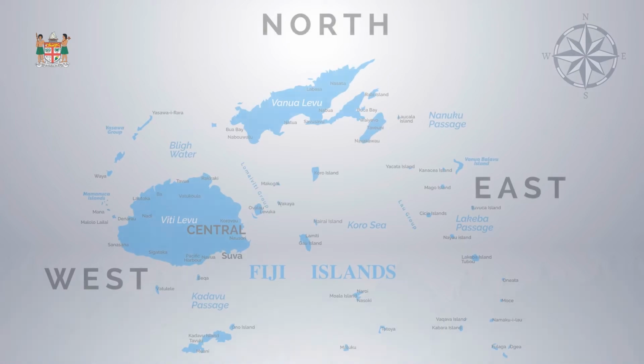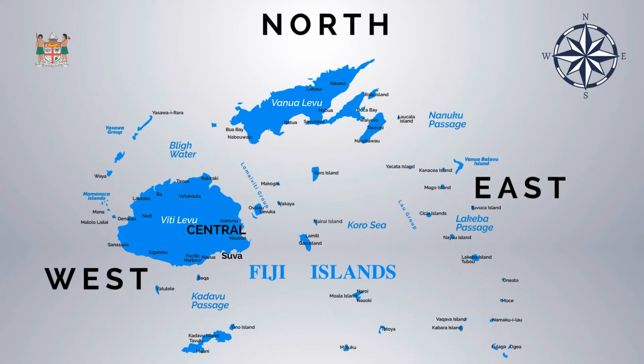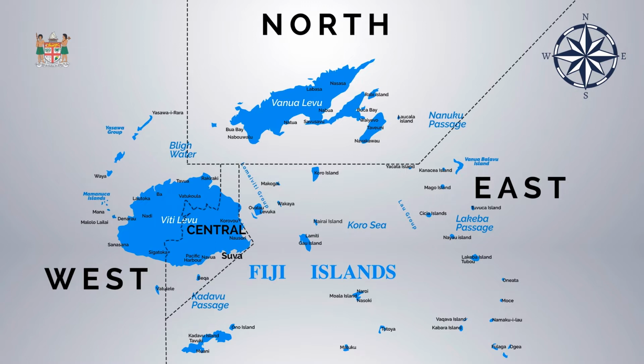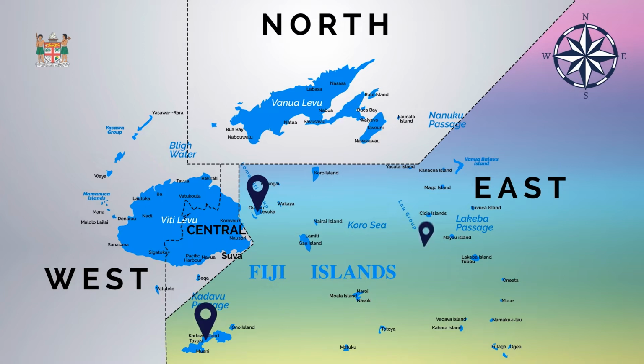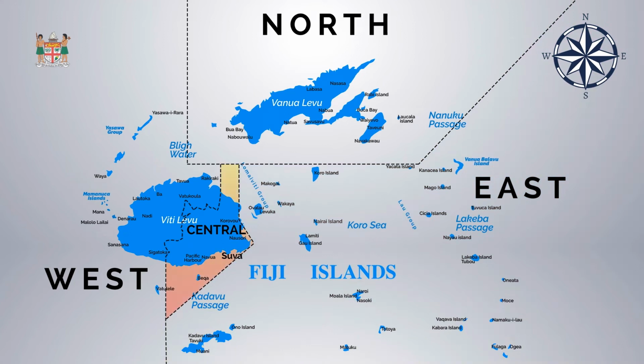Now that you can read a compass, let's look at how our beautiful country Fiji is split into different divisions using these 4 major cardinal points. The northern parts of Fiji include Vanua Levu, Taveuni, and nearby smaller islands. The eastern parts of Fiji include Levuka, Kadavu, Lau Group, and Lomaiviti Group. The central parts of Fiji include Navua, Suva, Nausori, and Tailevu. The western parts of Fiji include Sigatoka, Nadi, Lautoka, Ba, Rakiraki, and Yasawa Group.